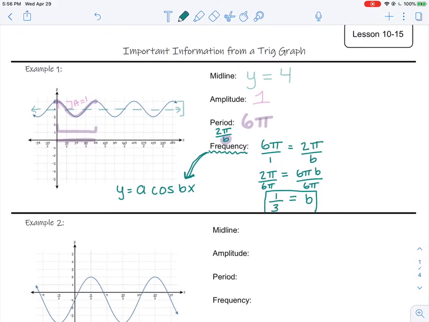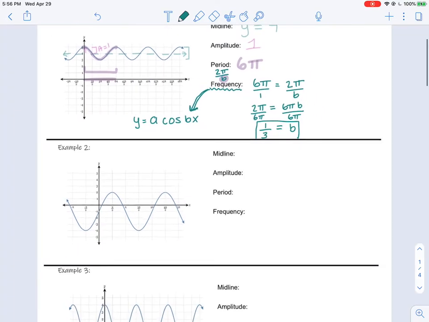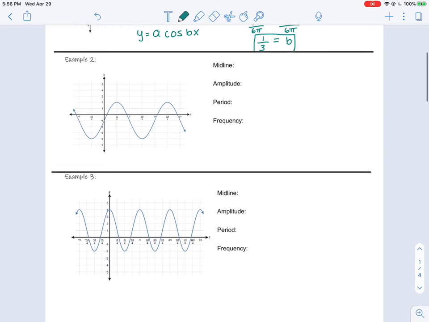So those are the 4 important things that we're going to pull out from each graph. What I would like you guys to do, please pause this video, and I want you to try example 2 and try example 3, and then watch the video and make corrections to your work.